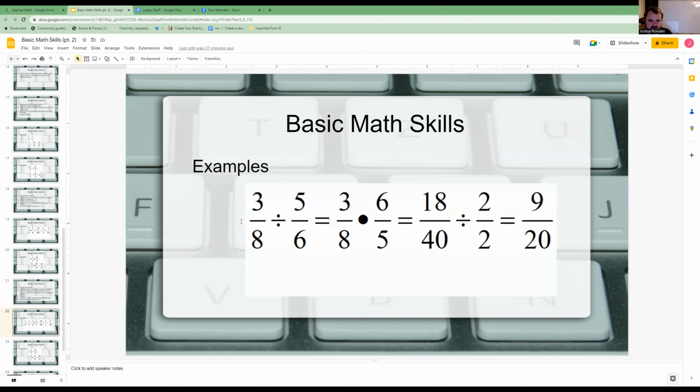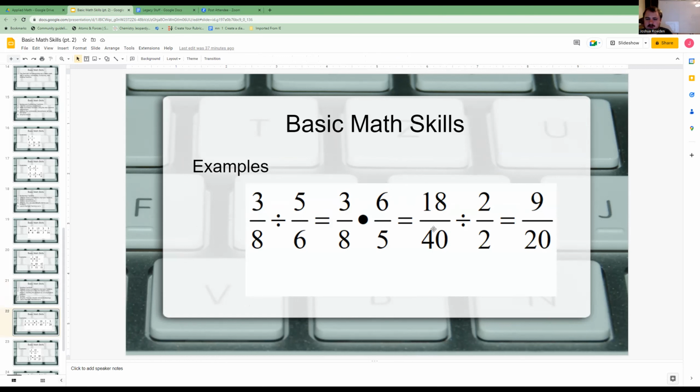So 3 over 8 divided by 5 over 6. Look what happened. You just change it to multiplication and take that 5 over 6 and flip it to a 6 over 5. In this case, what they did is they did 3 times 6 to make 18, 8 times 5 to make 40. Divide the 18 by 2 to make it 9. Divide the 40 by 2 to make it 20.